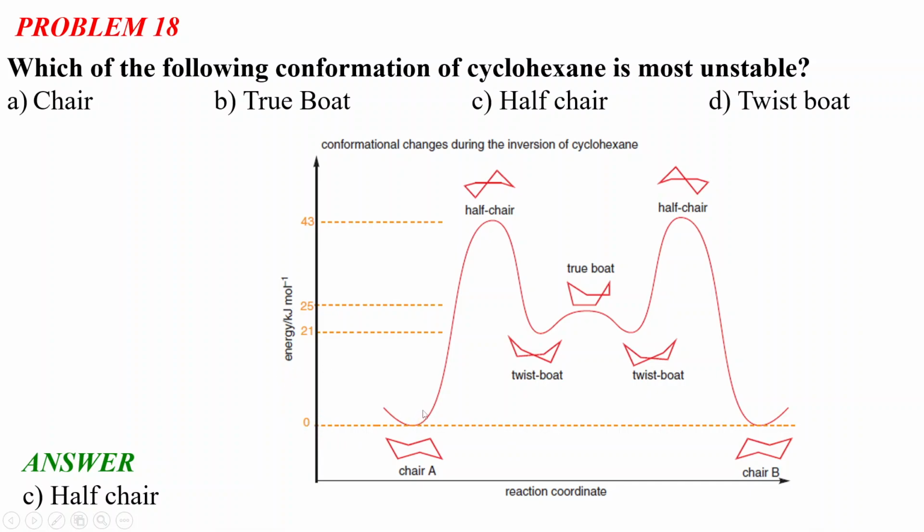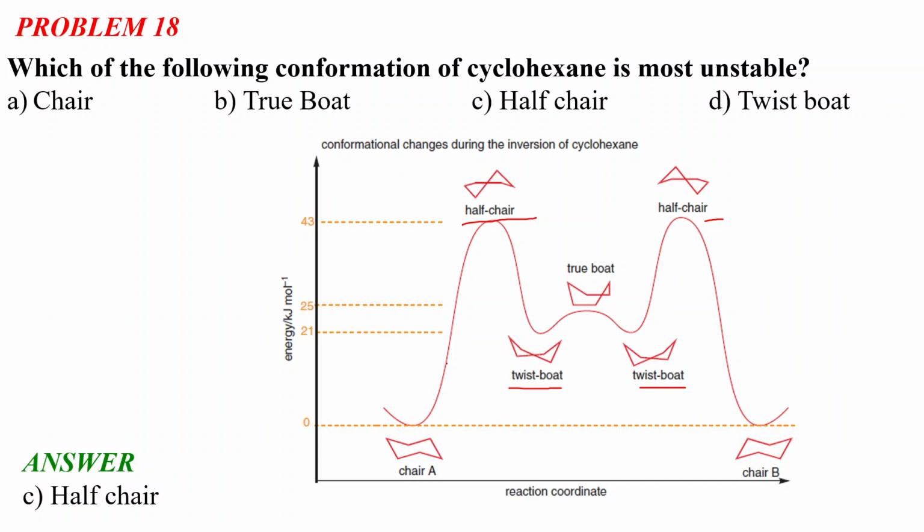Then from the inversion it goes to these forms. First it goes to the half chair. This half chair form has the highest energy, so it is the most unstable. Then from the half chair we have the twist boat conformation. This twist boat goes to a true boat, and this true boat is an intermediate. After this true boat, we have the twist boat again, and then it goes to the half chair again, and then chair.